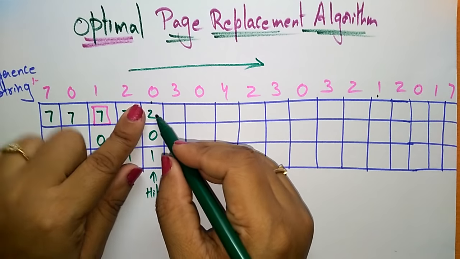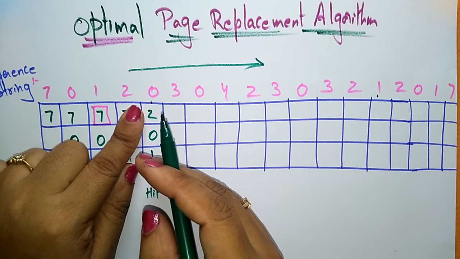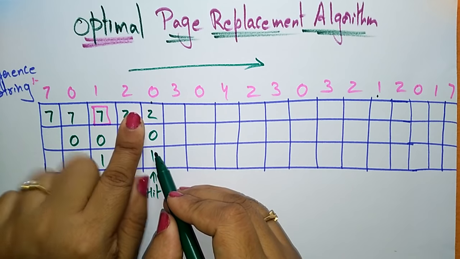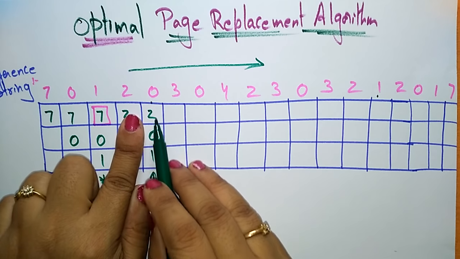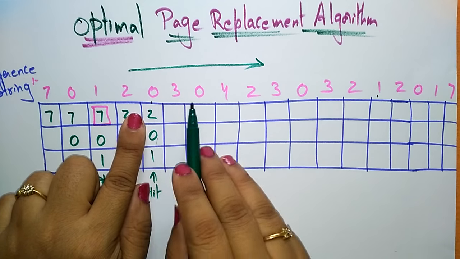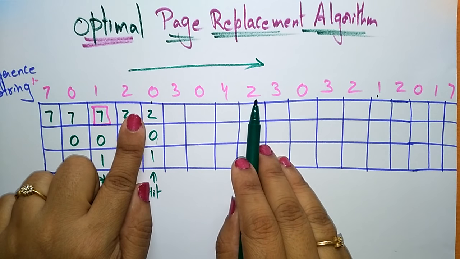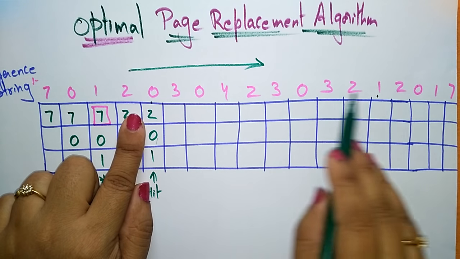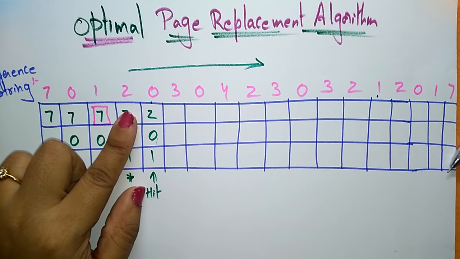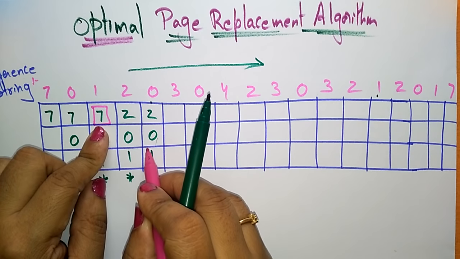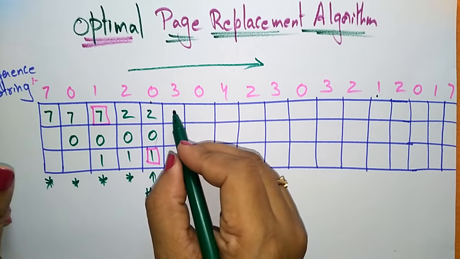Now coming to 3. So 3 is not present here. So page fault. So we have to bring it from the secondary memory. Now where do we have to place it? So now check for the longest time in future. Which page is used the longest time in future? So 0 is used next to the 3. Next, 2 is also used after the 0. And coming to the 1, we are using it the longest time in future. So just replace 1.